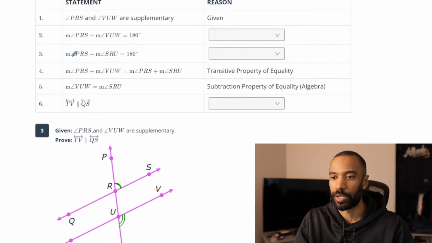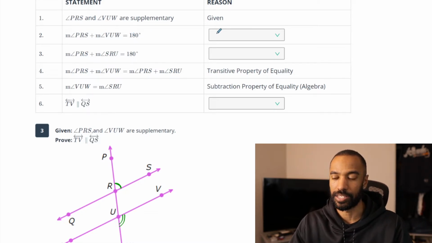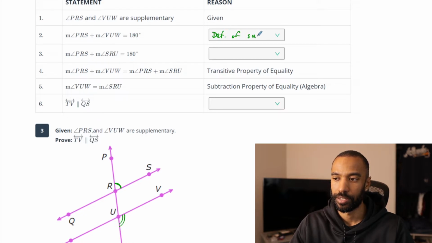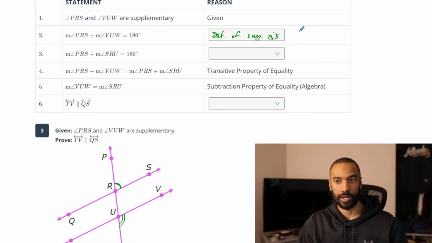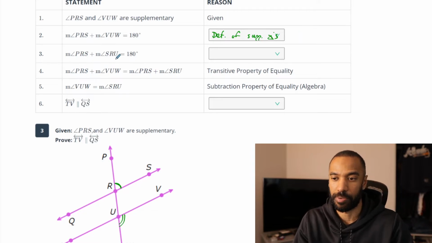So here we go. If angles are supplementary, then those measures add to 180 degrees. That is the definition of supplementary angles. Supplementary angles are angles that add to 180. They don't have to be a linear pair. They just need to add to 180. They don't even have to be adjacent.